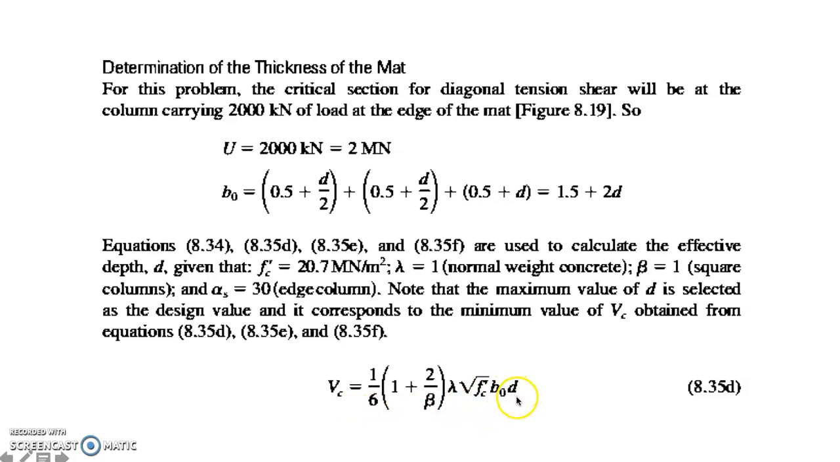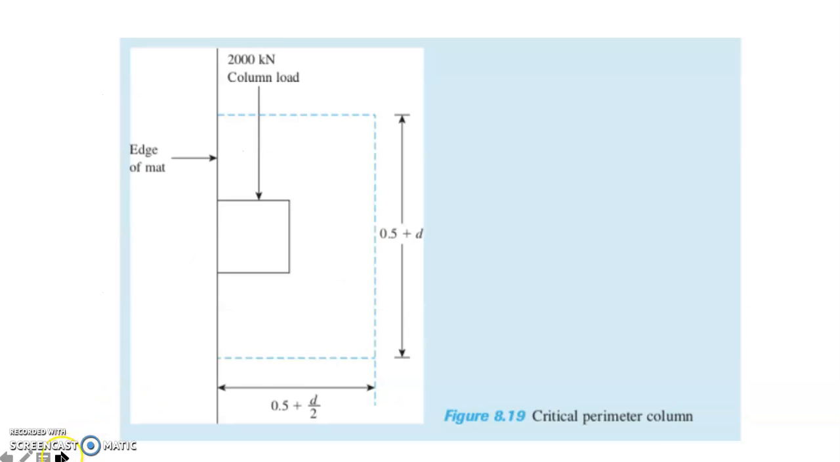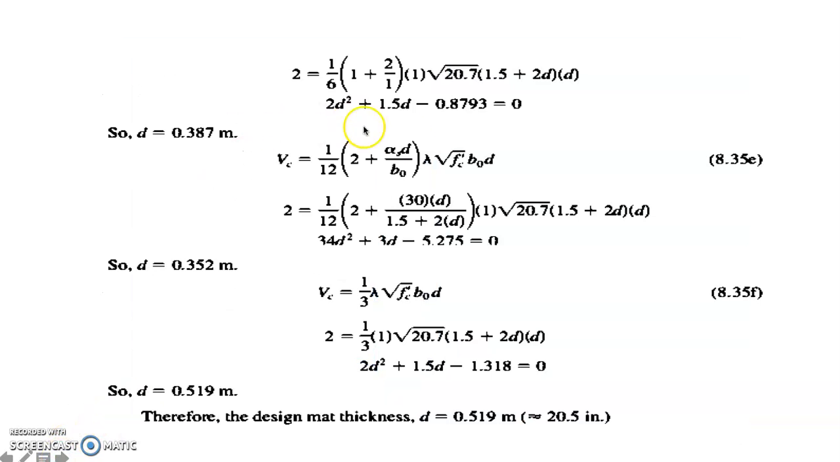So we're going to identify our D, which is the effective depth. We simply have to substitute the values for beta, alpha, Fc prime, and B sub O. Then if we try to simplify that one, we get this equation. So we can get our D. Simplifying this one, you have 0.387 meters.